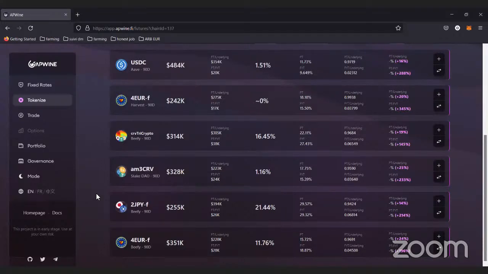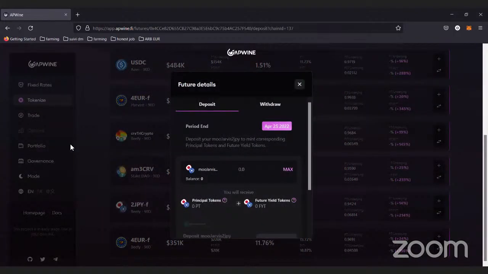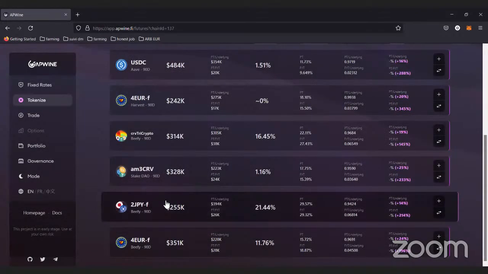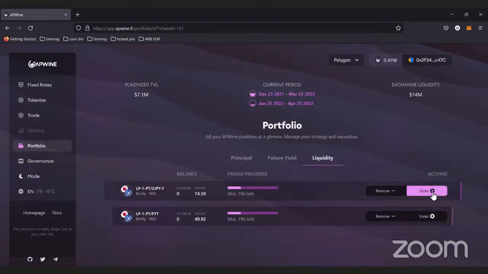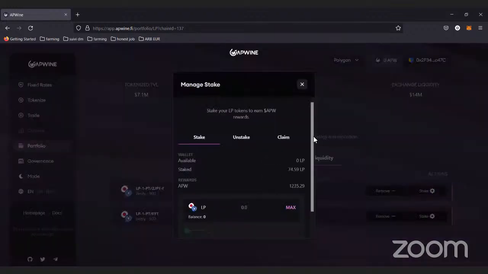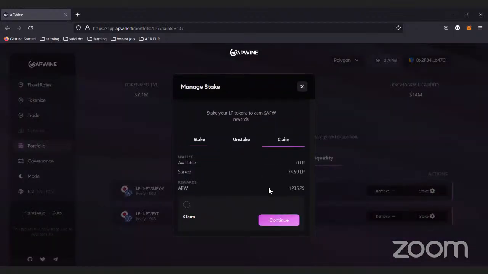I told you before that I have made a mistake, but actually it was a lucky mistake. As I said, I participated. I am a liquidity provider in GPY, and so I have parked my 2GPY here in APWine. If I go to liquidity, yes, here I can claim my reward. I didn't claim them yet.